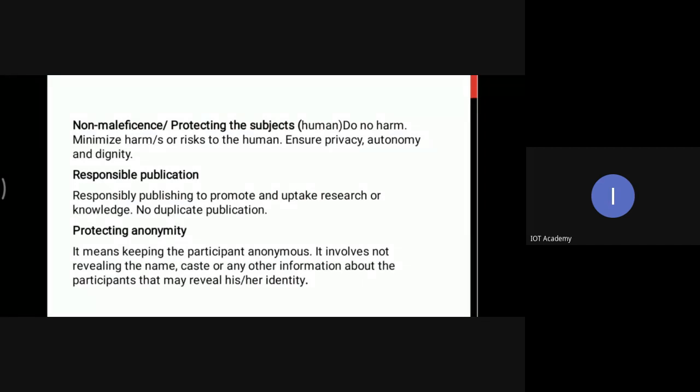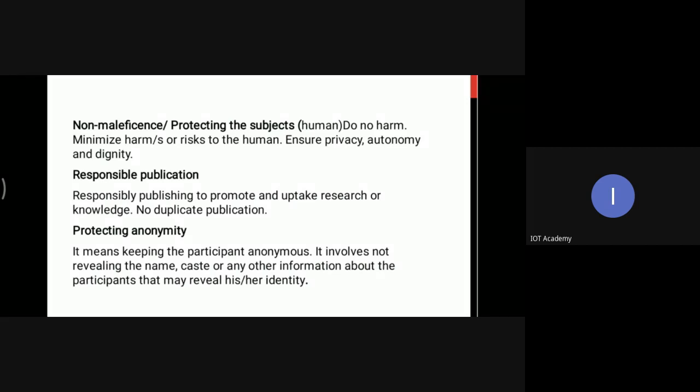However, when we are talking about the academic fraternity, like maybe the social sciences, or the medical, or the engineering background, or biomedical, whatever, we have to be very, very careful about the publication also, and we have to ensure that we do not plagiarize or have duplicate publication.